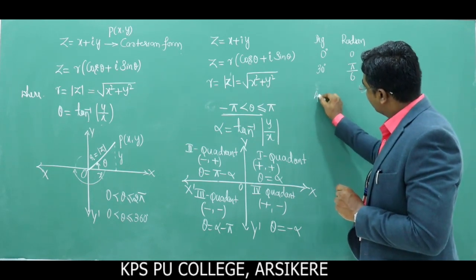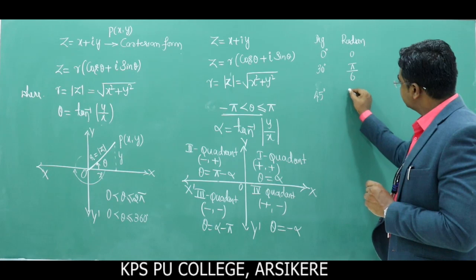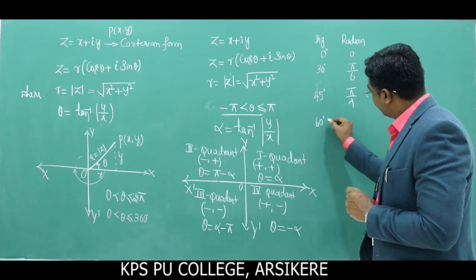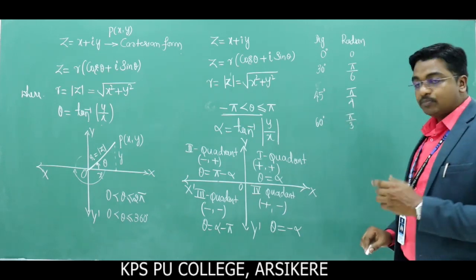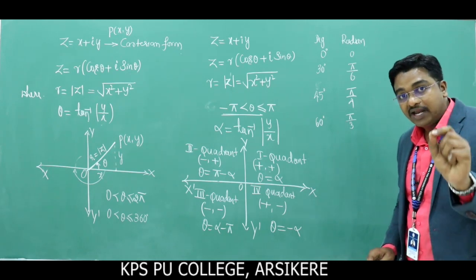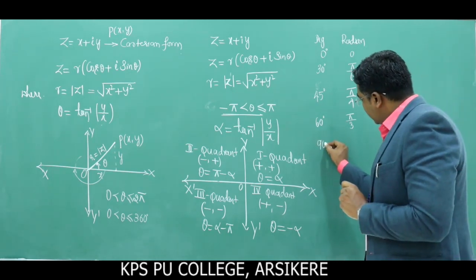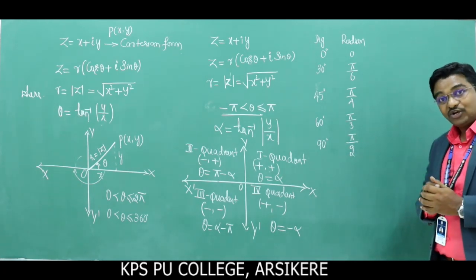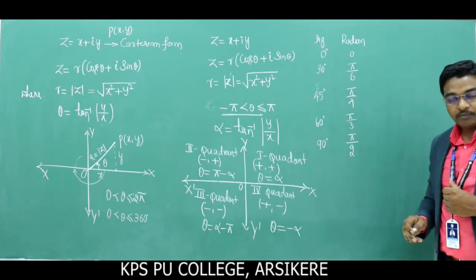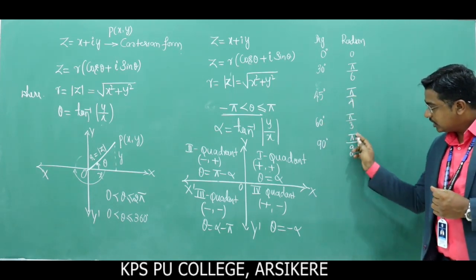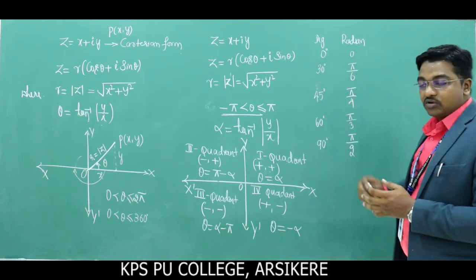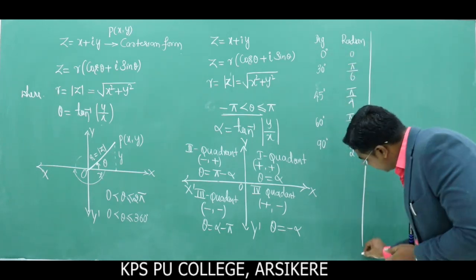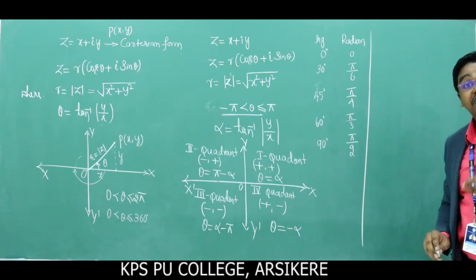45 degree becomes pi divided by 4, 60 degree is pi by 3. Pi is nothing but 180 degree, and 90 degree becomes pi divided by 2. So 45 is pi by 4, 60 degree is pi by 3, 90 degree is pi by 2, and 0 degree is 0 radian. These are the radian system and this is the degree system. Then what about tan x? This is very important. We need to find the value of tan, right?